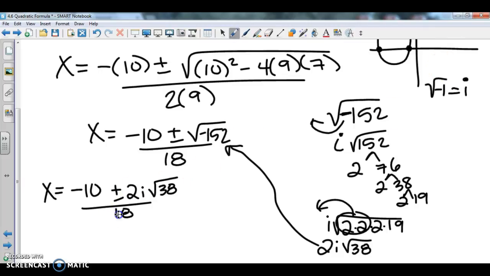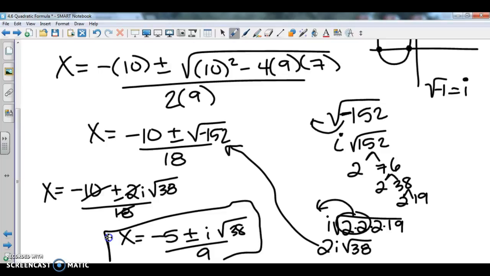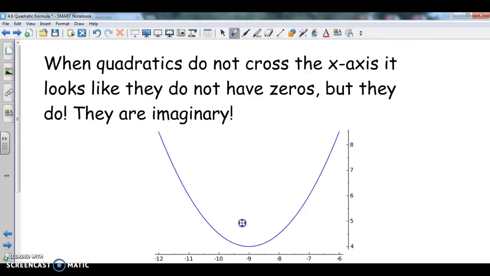Okay, so now you look at these three. Can those be reduced? Well, yeah, they can all be divided by 2. And you're going to have x equals negative 5 plus or minus i square root 38 all over 9. And that's your final answer, because I divided them all by 2. If you guys want to Google some ways that they use i in the real world, you totally can. I just don't have time to talk about it because I'm under a time limit. So this is your final answer. Imaginary numbers are here where you can't see where they cross the x-axis, but they're imaginary.